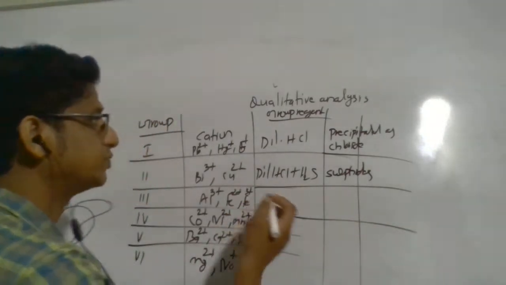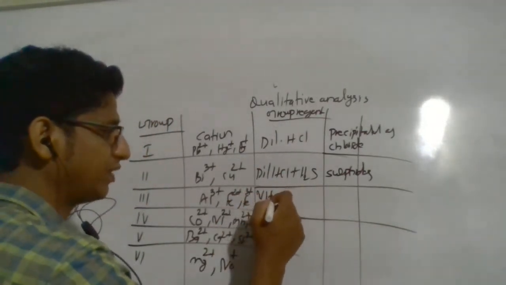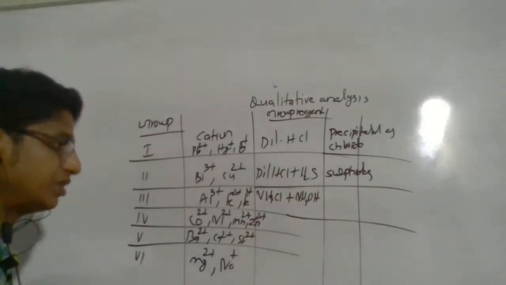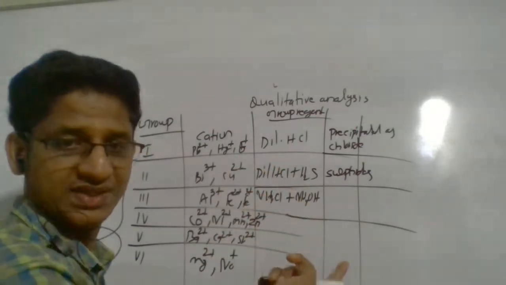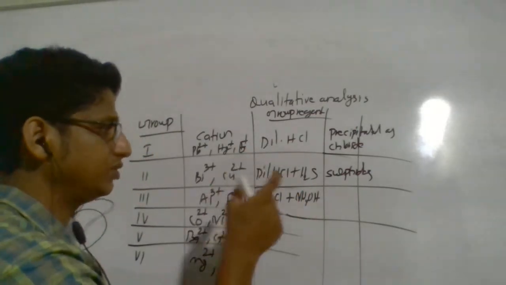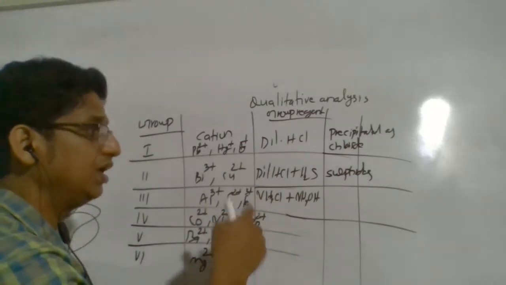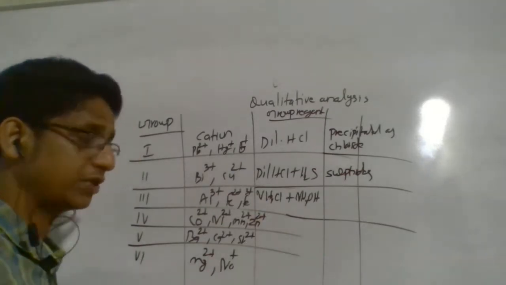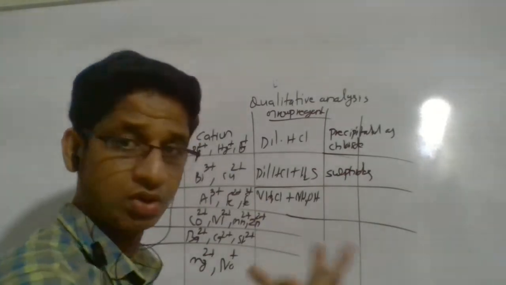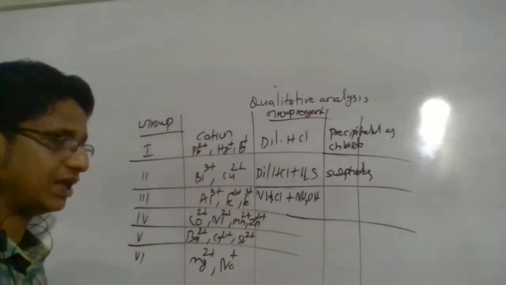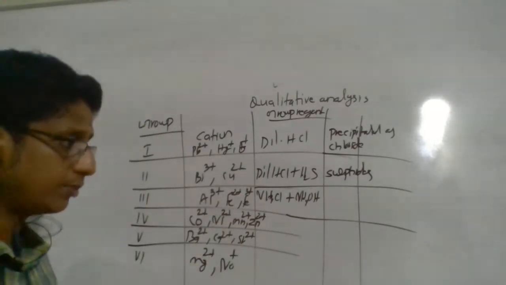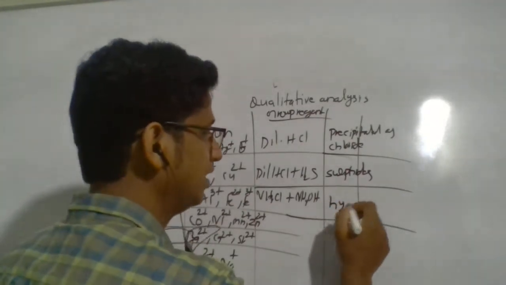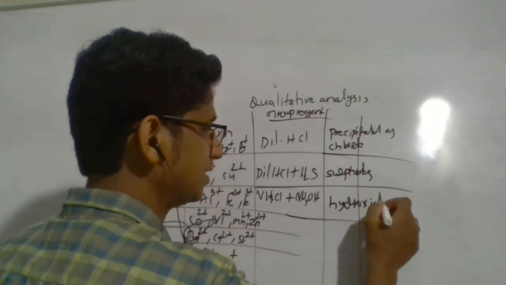Now let us discuss the group 3 reagent, which is different: ammonium chloride and ammonium hydroxide. Remember, we quickly shifted from an acidic medium to a basic medium. Group 1 and group 2 are all about acidic medium; in group 3 we are shifting into basic medium. Ammonium hydroxide is a weak base, and ammonium chloride is a strong electrolyte. In the presence of ammonium chloride and ammonium hydroxide, group 3 precipitates as the corresponding hydroxides.